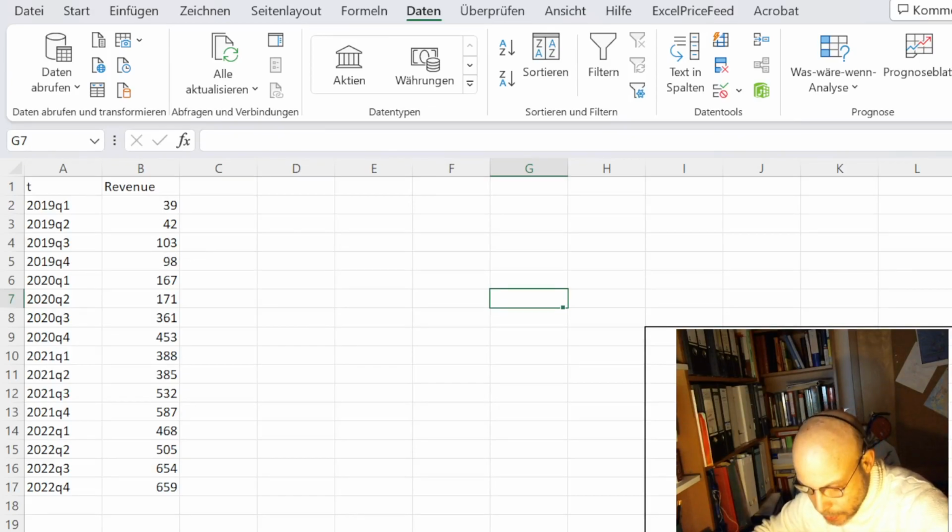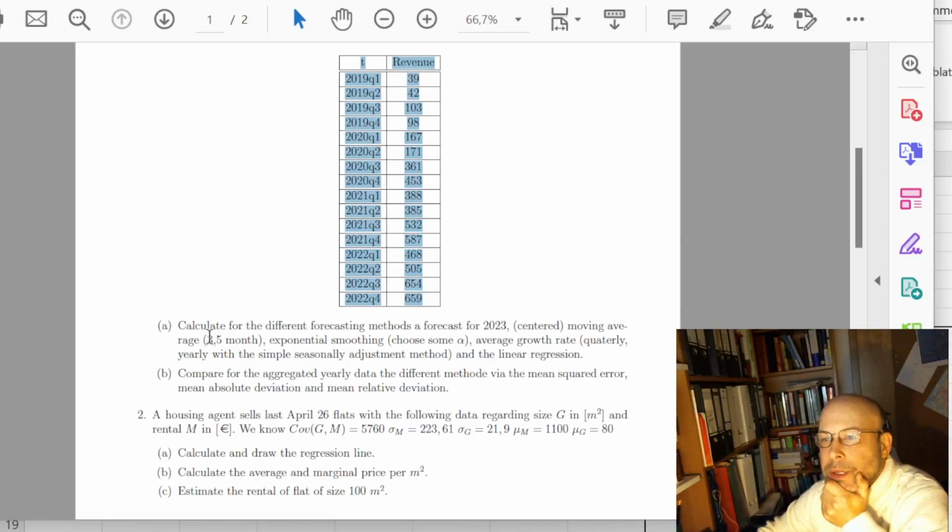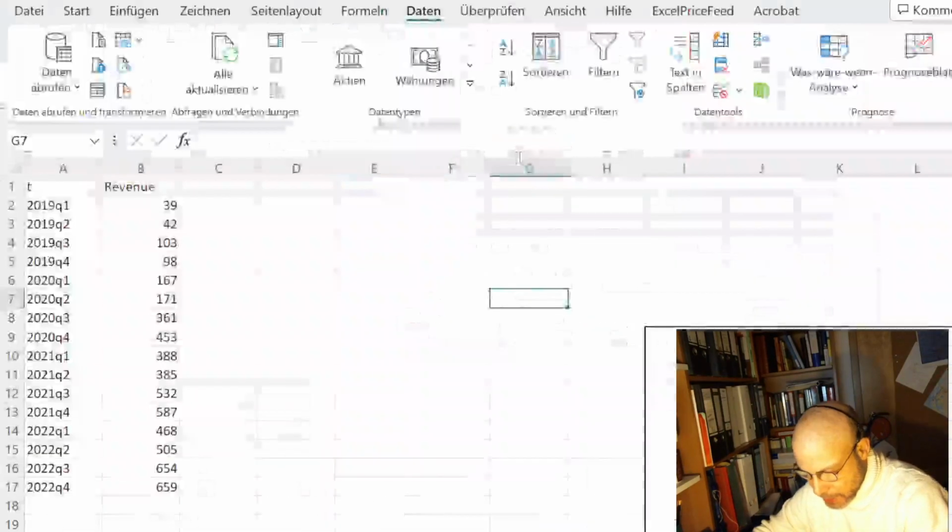Okay, what shall we do? First task, moving average with 3 and 5 months. What do we have to do then with our data? Can you give me a hint?